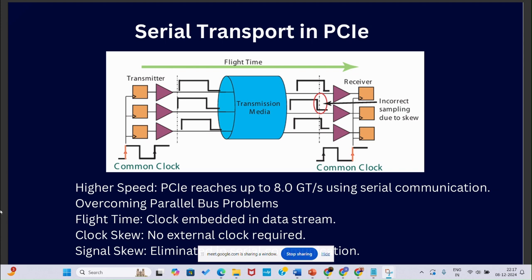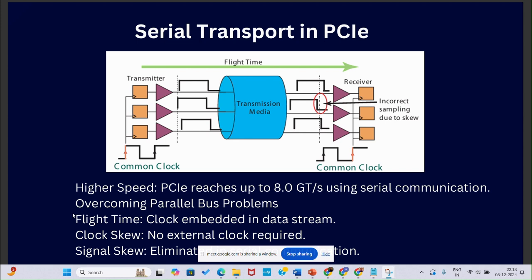In serial communication, for flight time, it no longer matters how long the signal takes to reach the receiver because the clock arrives with the data. It is embedded with the data. For clock skew, there is no external reference clock, so the skew is irrelevant. And next, the signal skew. In serial communication, only one bit is transmitted at a time, eliminating intra-lane skew. In multi-lane setups, any inter-lane skew can be corrected automatically by the receiver.